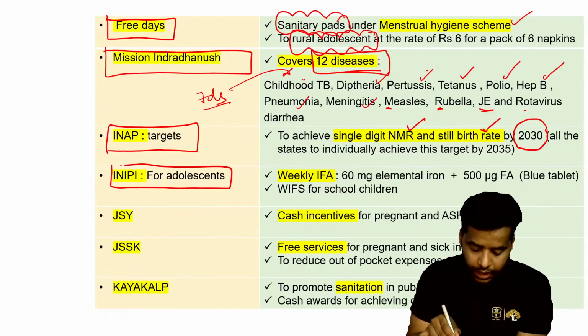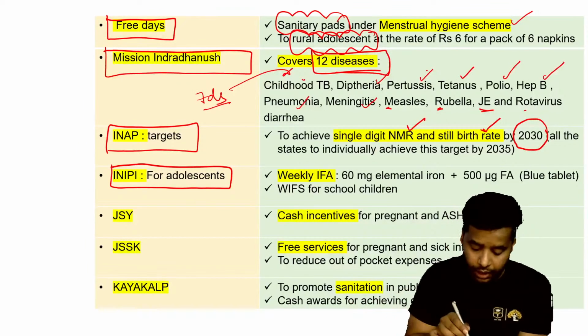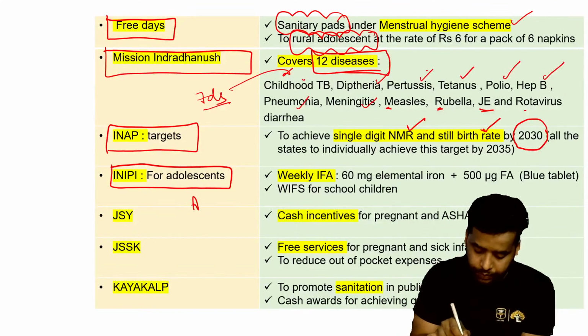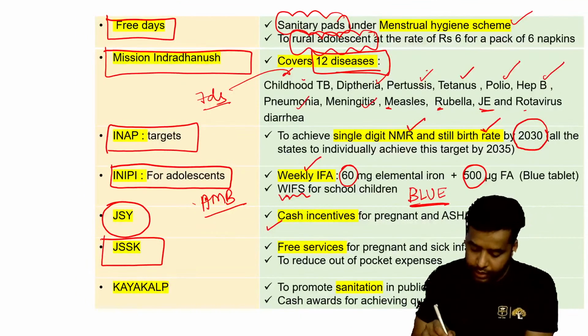INIPI for adolescents. What is INIPI? Intensified National Iron Plus Initiative. Anemia Mukt Bharat. Janani Shishu Suraksha Karyakram will give free services.